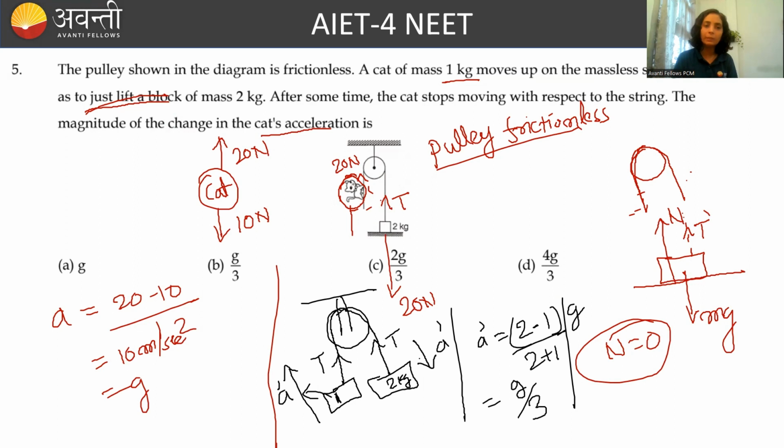New acceleration will be g by 3, initial was g. So what will be the difference in acceleration? g minus g by 3, that is 2g by 3. So this will be the answer. From where did I get this formula?